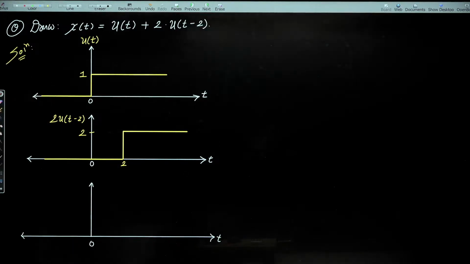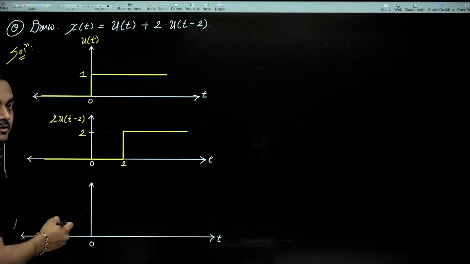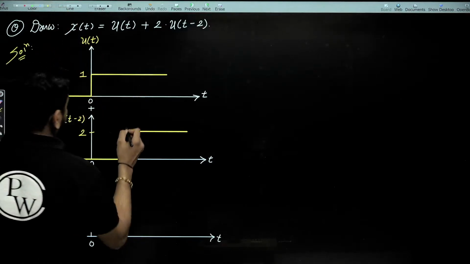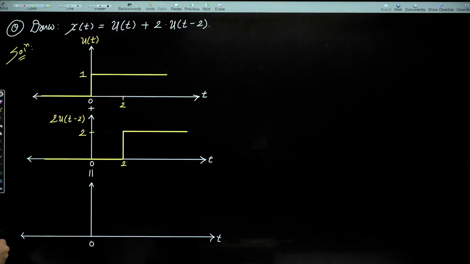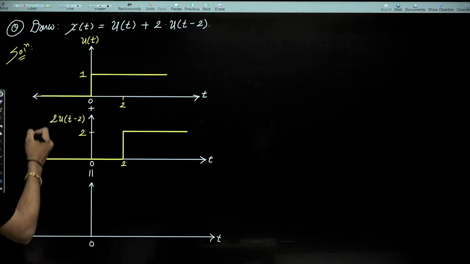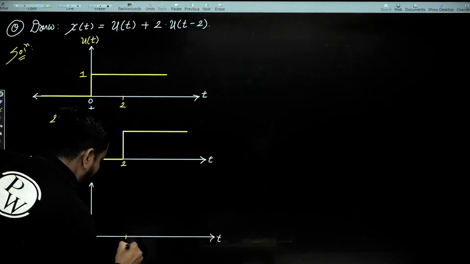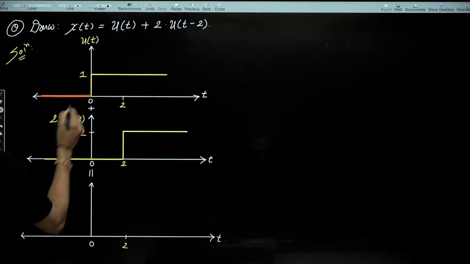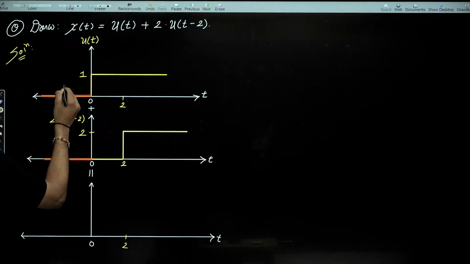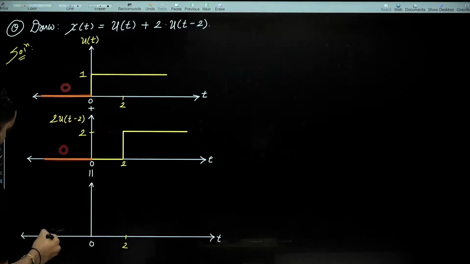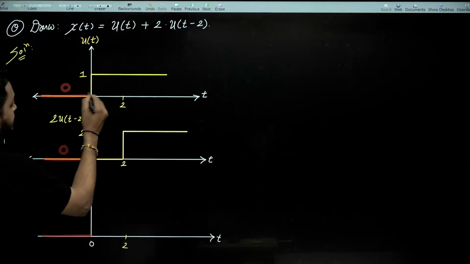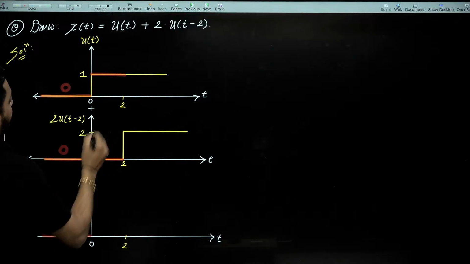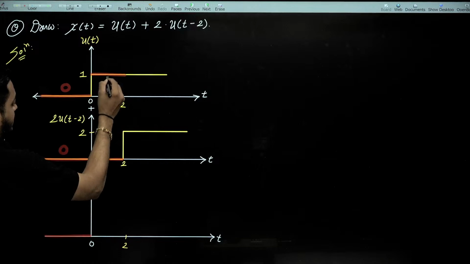Now if you add these two signals, what will be the resultant signal? Now observe for t less than 0, guys. For t less than 0, here the amplitude is 0 and here the amplitude is 0. So 0 plus 0 is 0, guys. Now between 0 and 2, here the amplitude is 1, here it is 0.